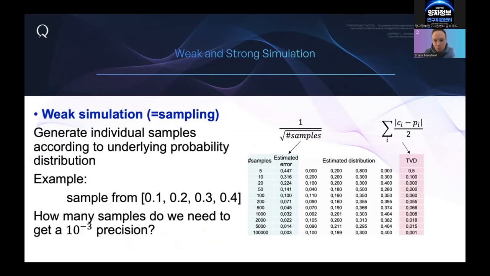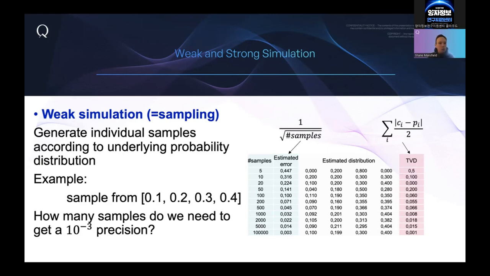All right. But let's talk about the problem itself as a kind of classical problem now that we've set up boson sampling. We're going to make the distinction between weak and strong simulation. Weak simulation is what I've been calling sampling. With weak simulation, you want to generate individual samples according to some underlying probability distribution. But I'm not going to ask you to give me the probability distribution itself. I'm just going to ask you to give me samples that agree with it. So it's kind of a less constraining task.